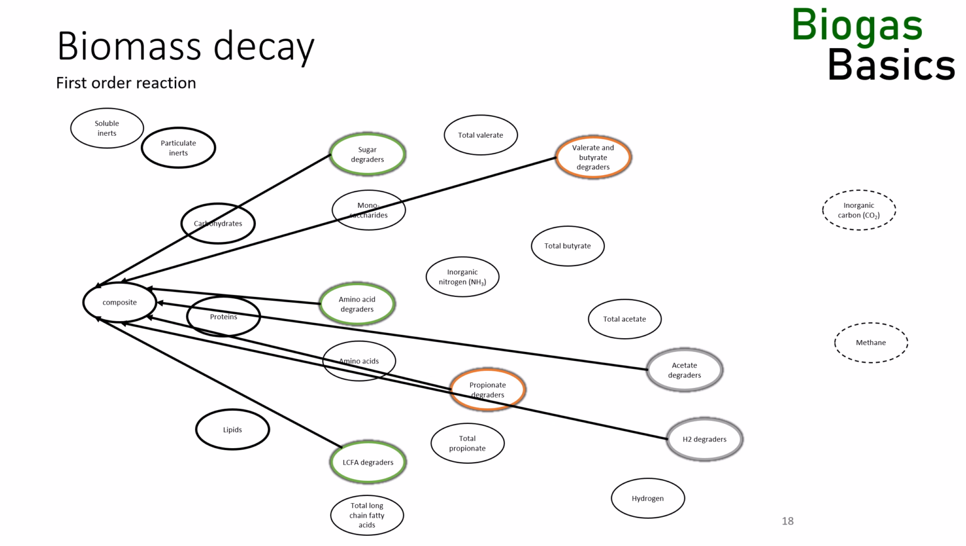The very last step in the ADM1 is the biomass decay. All microbial biomass decays following a first-order reaction and reacts back to composite. The idea is that microorganisms will become feedstock themselves when they die and autolyse. The ADM1 suggests half-life times of 35 to 70 days for bacterial biomass.